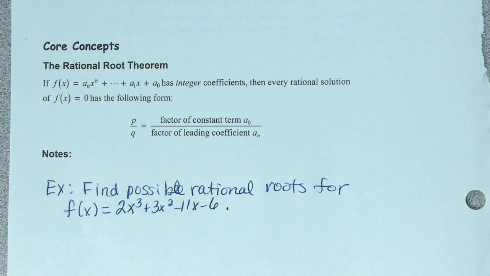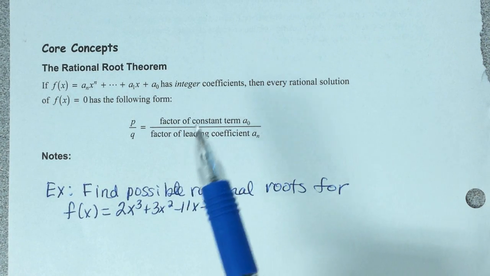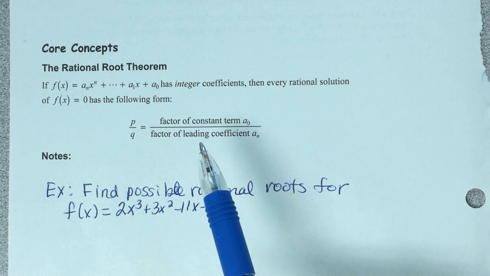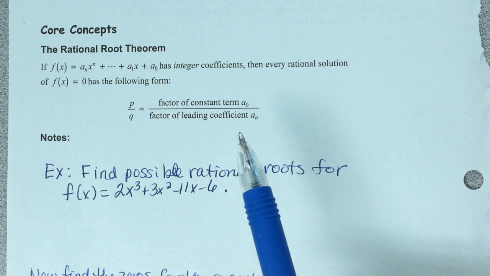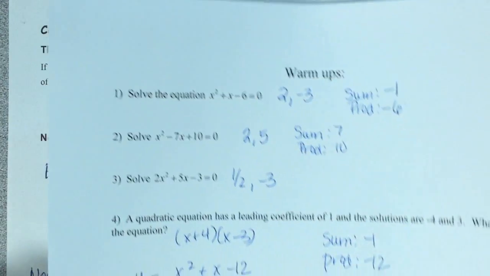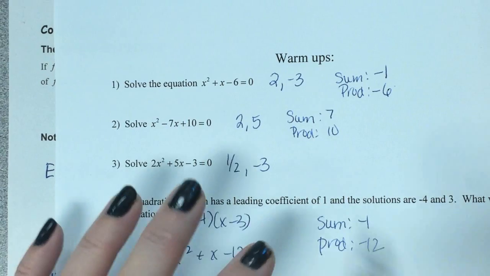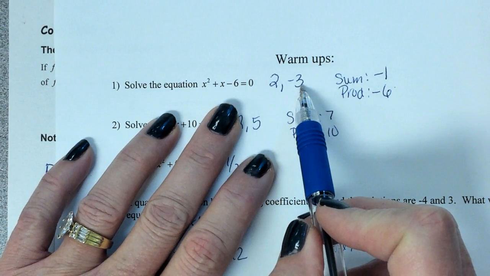Okay guys, so what we're going to be looking at is something called the rational root theorem. What this rational root theorem does is it tells us what our possible solutions are for any quadratic or any polynomial, in fact, function. Let's look back at our warm-ups. On our warm-ups, these solutions were 2 and -3.